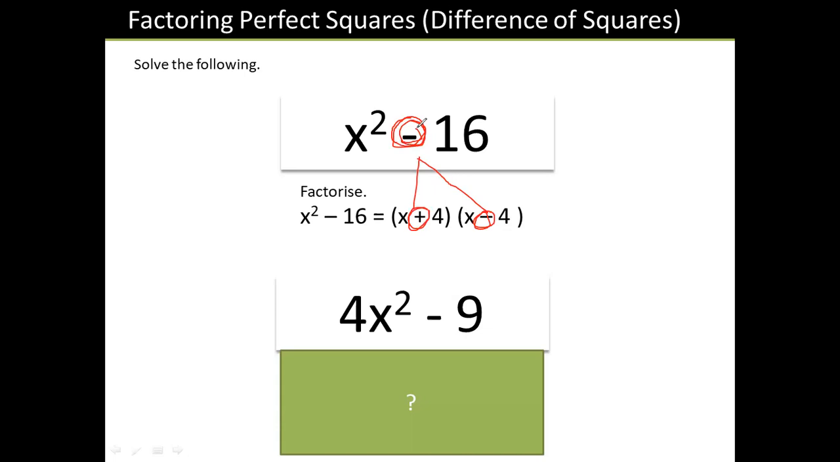So therefore, the factor of x squared is x times x. And the factors of 16 are positive 4 and negative 4. So that sum and difference, we get plus and minus. Always when we factor it out, we get plus and minus.